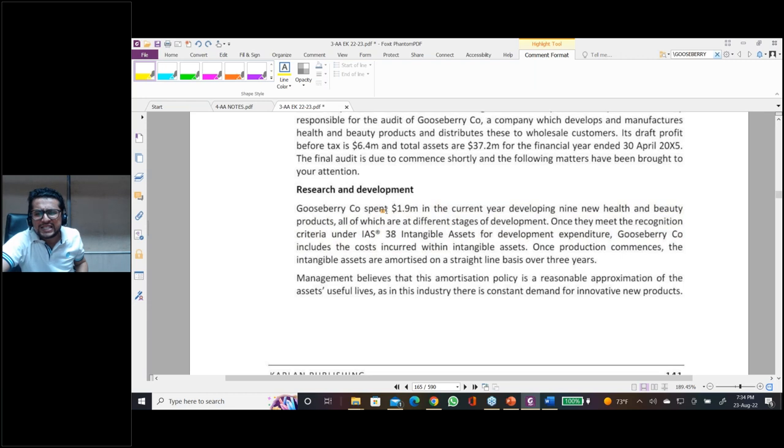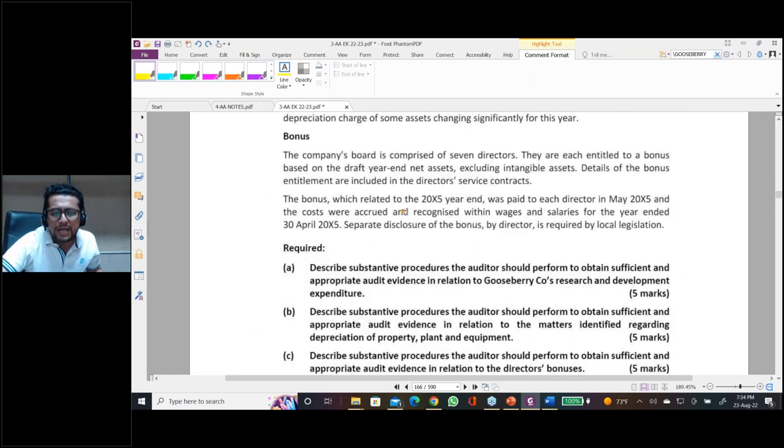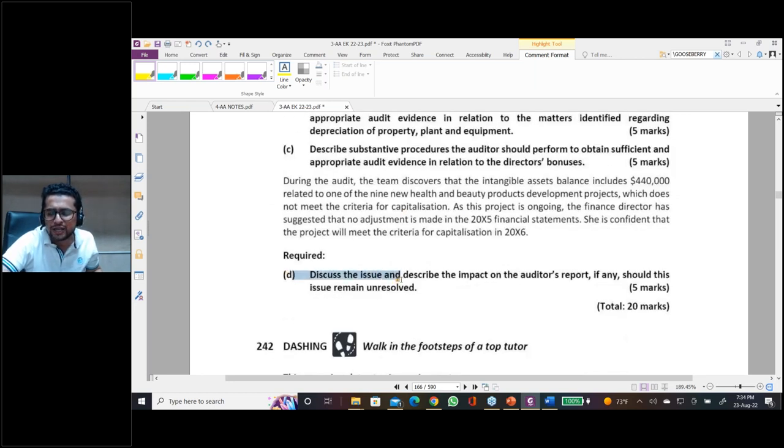Now I've got serious doubts over this 1.9 million. I've got serious doubt whether everything literally meets the capitalization criteria. I don't think so, because IAS 38 is very strict when it comes to this. Research costs should always be expensed. Development costs could only be capitalized provided the capitalization criteria are fulfilled. Now, if you are clear with these procedures, please read this requirement all over again. Discuss the issue and describe the impact on the audit report if this issue remains unresolved. So management is not listening to you. They are being very stubborn. Now, what's the issue?